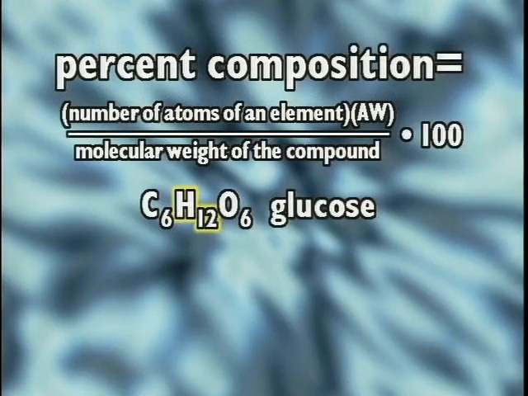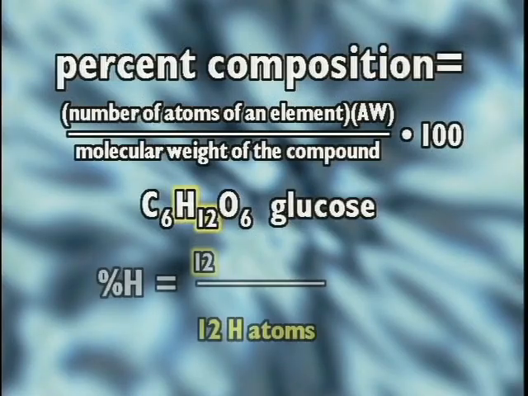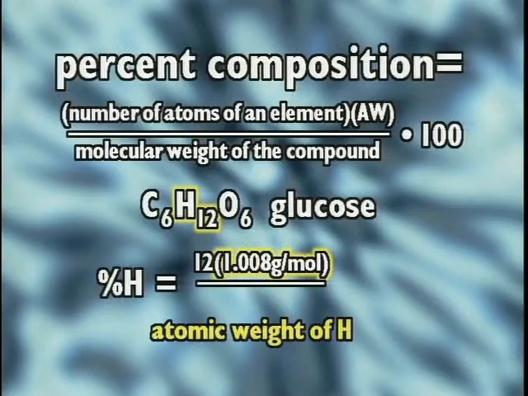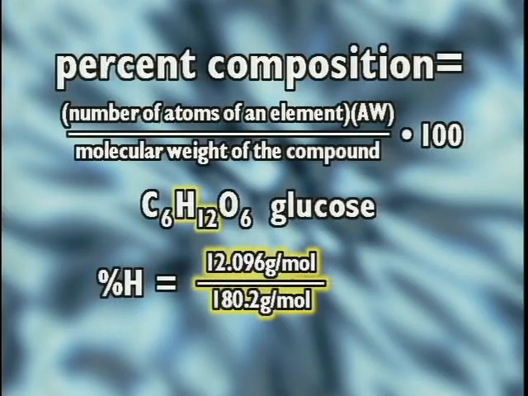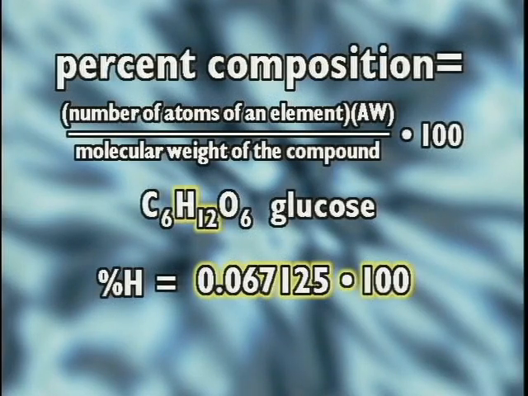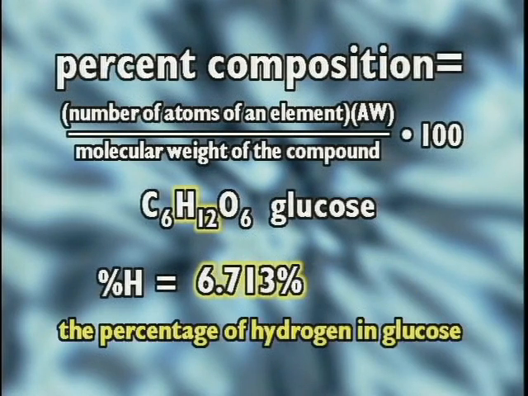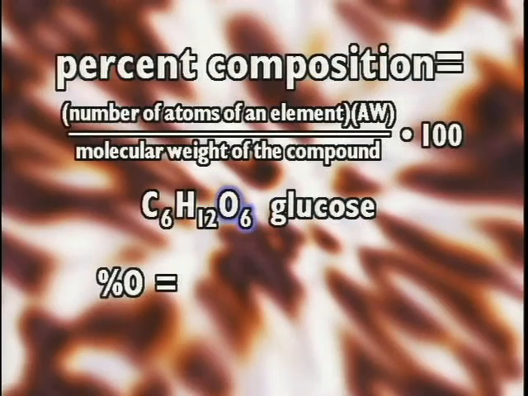Cool, huh? There are 12 hydrogen atoms in 1 molecule of glucose, 12 times the atomic weight of hydrogen, 1.008 grams per mole, divided by the molecular weight of glucose. That's 12.096 grams per mole divided by 180.2 grams per mole times 100. Dividing 12.096 by 180.2 gives us 0.067125 times 100. We can only have 4 significant figures in our answer, which works out to be 6.713. Glucose is 6.713% hydrogen. On to oxygen.